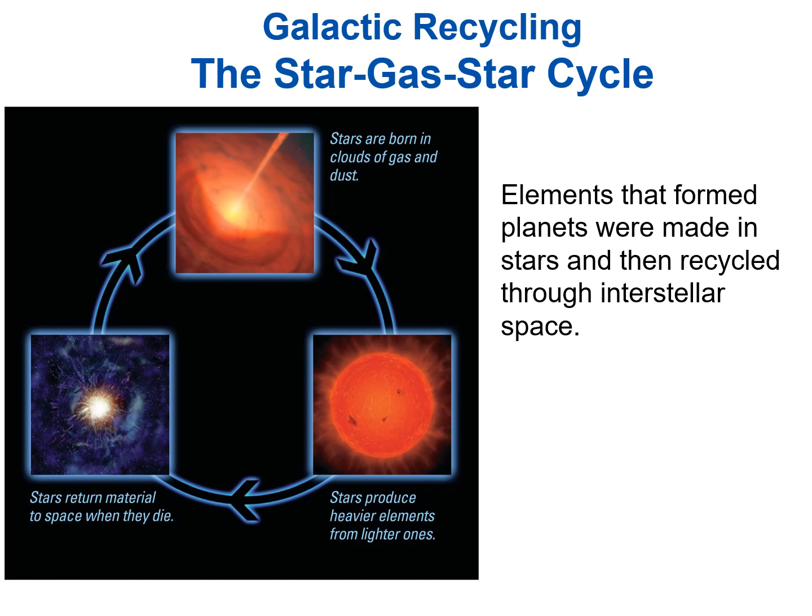I want to teach you about what's called the star-gas-star cycle. The idea is that you can think of the galaxy, or any galaxy, as a recycling plant for stellar material. This is galactic recycling. Elements that formed the planets were made inside stars and then recycled through interstellar space. So here, stars produce heavier elements from lighter ones. When stars die, they return the material to space. Stars are born in the clouds that came from that material that got returned to space. So when it got returned to space, it became a cloud, and then new stars are formed.